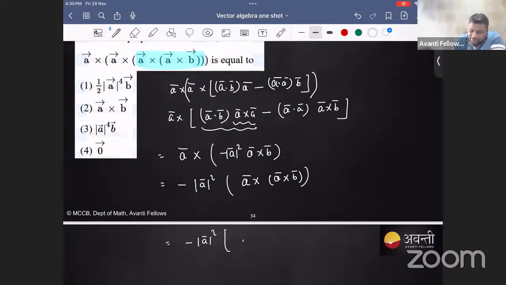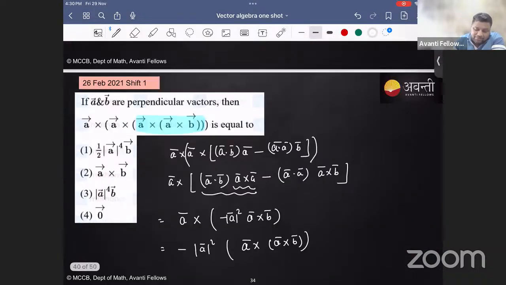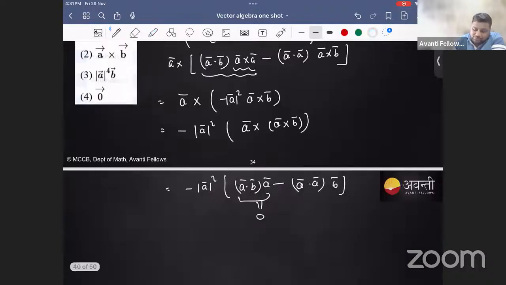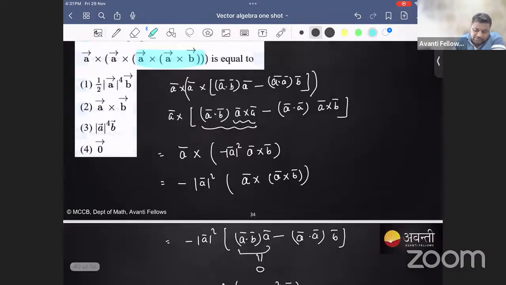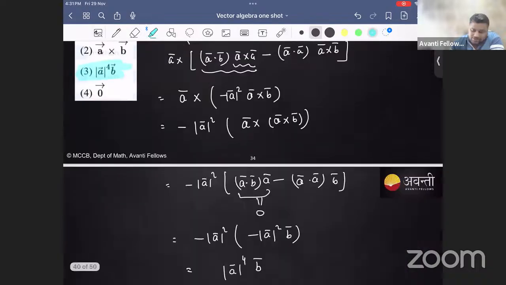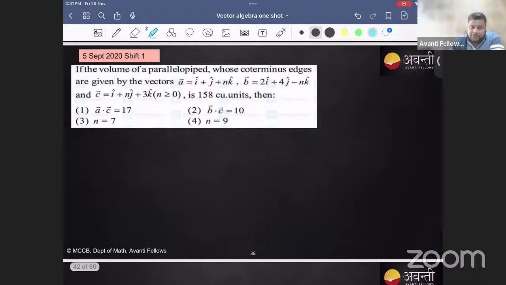Now again expand A dot B vector A minus A dot A vector B. Got it? This A dot B is 0. Why? Because A and B are perpendicular vectors. So what are you left with? Minus magnitude A square minus magnitude A square vector B. So it became magnitude A to the power 4 vector B. Yes, whoever answered C is correct. Got it? Well, now try this one.